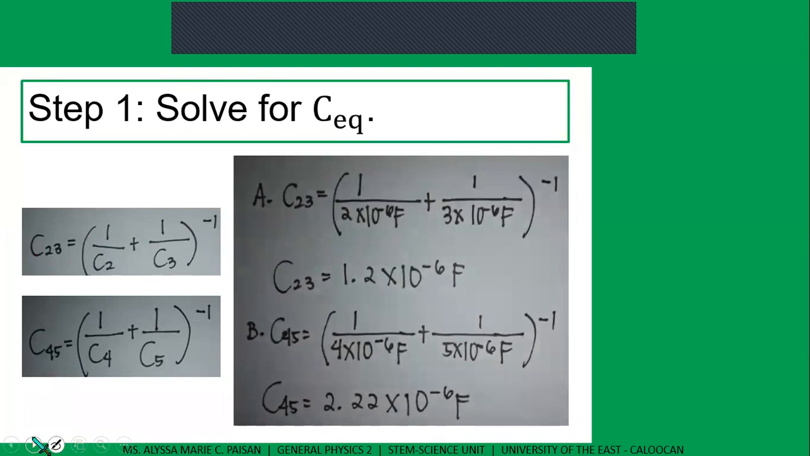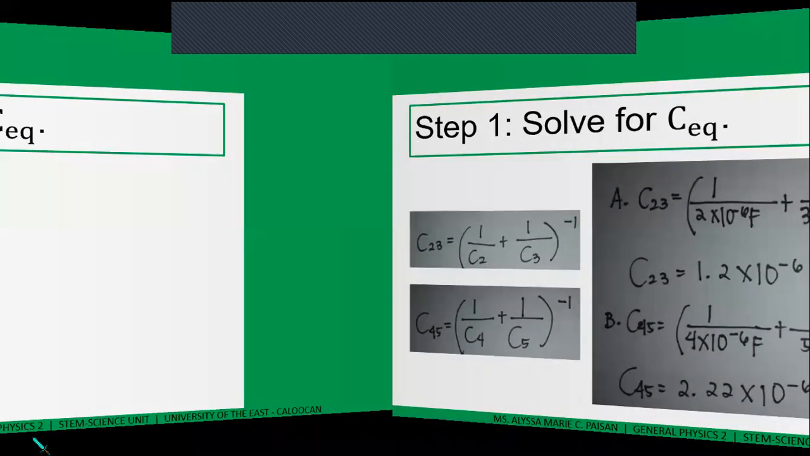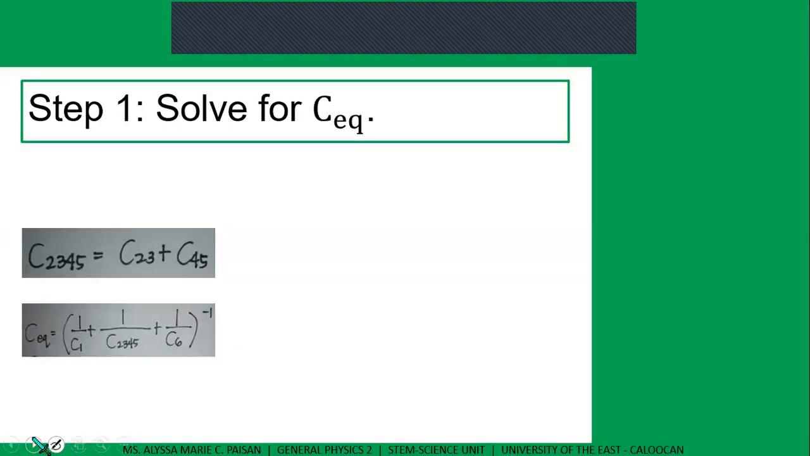We substitute the given. So, makukuha natin ay C23 is equal to 1.2 times 10 raised to negative 6 farad. For C45 naman, 2.22 times 10 raised to negative 6 farad naman. Okay? Siyempre, hindi pa natin nakukuha yung equivalent capacitance. So, more pa. Ayan. Next naman, doon naman tayo sa equation ng capacitance na makikita natin sa simplified circuit number 2 naman to.